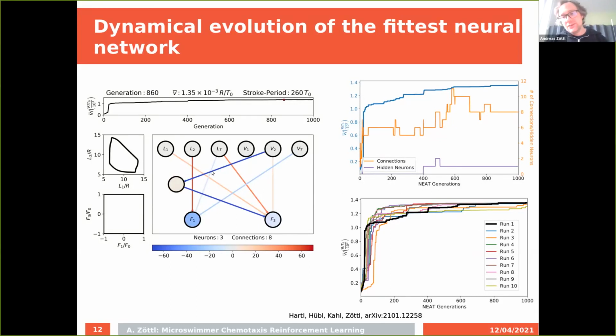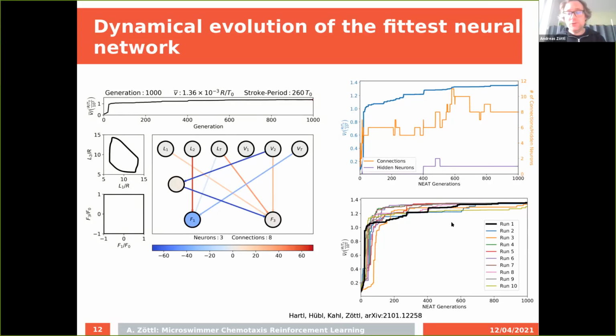What is interesting to see is that the NEAT algorithm tries to maximize the reward, but it goes to a quasi-optimum state very fast, and then it's just trying to add a little bit more links or hidden neurons, and then you get maybe 1, 2, or 3% more reward, but not more.